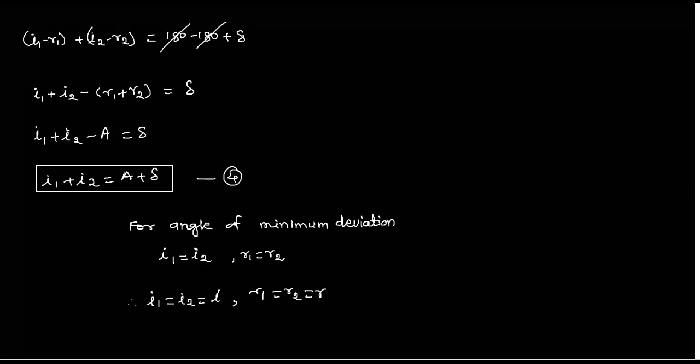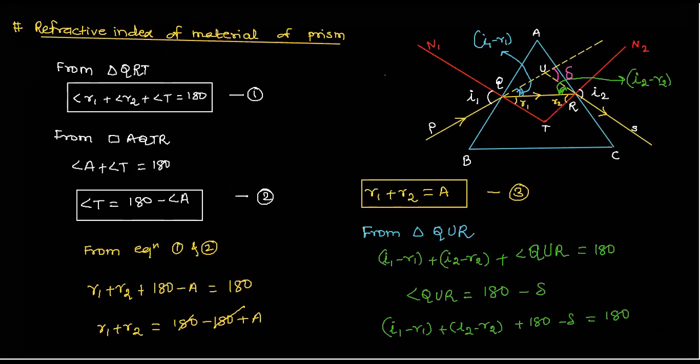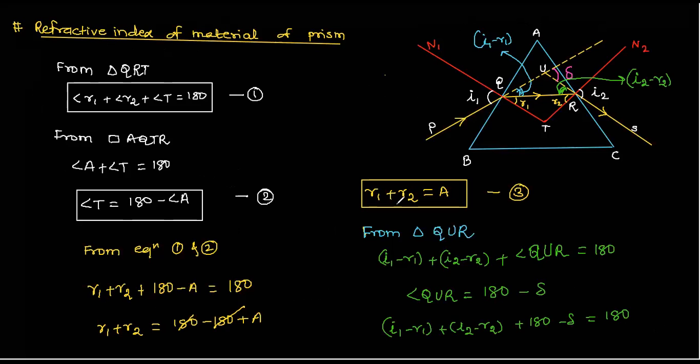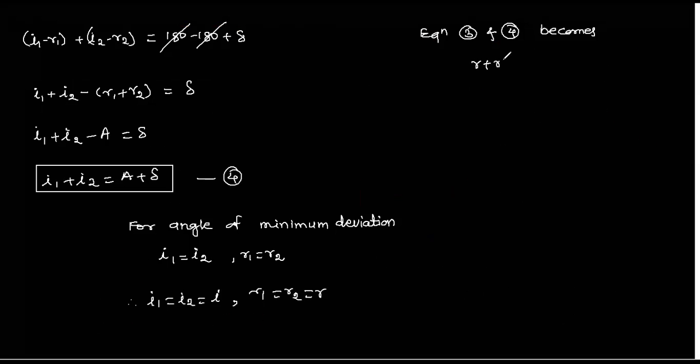Then equation 3 and 4 become what? See, equation 3 and 4 become like this. Equation 3, you see R plus R is equal to A. So what can you write? R plus R is equal to A. That implies 2R is equal to A, so R is equal to A by 2.